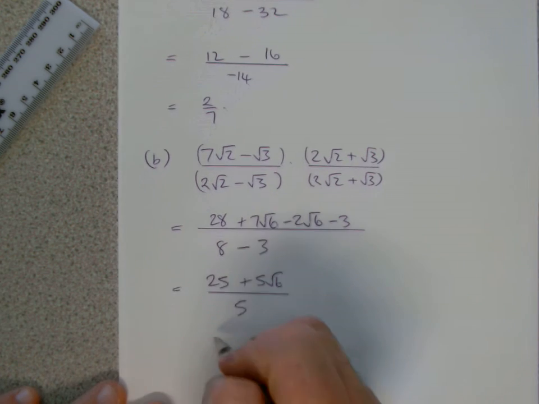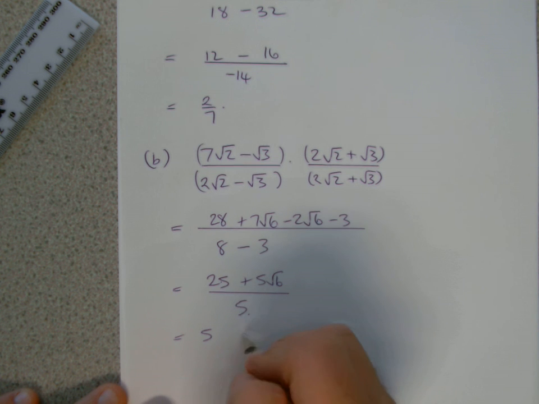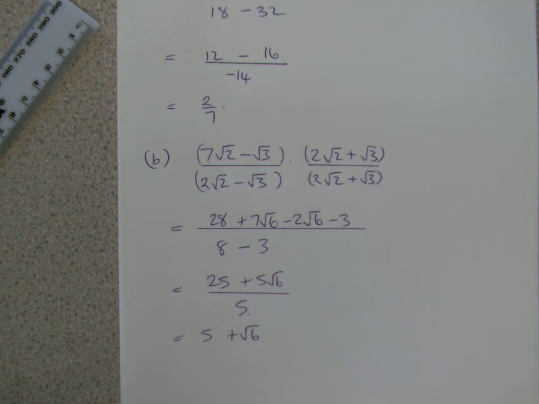So divide each term there. 25 divided by 5 is 5. 5 divided by 5 is 1. So we get 5 plus root 6.